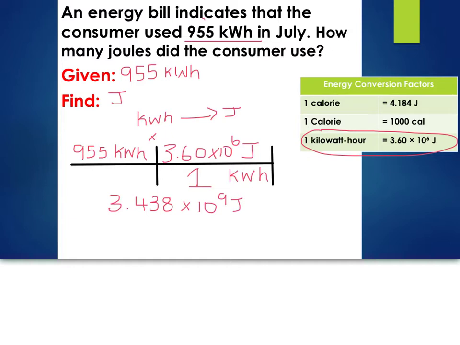But since we only started here with 3 significant figures, we need to give our answer to 3 significant figures. So our third significant digit will be this 3. Since the number after 3 is greater than 5, then the 3 needs to increase by 1. So our answer now becomes 3.44 by 10 to the 9 joules. Okay, and that tells us our answer is given to 3 sig figs, because that's what we rounded it off to.